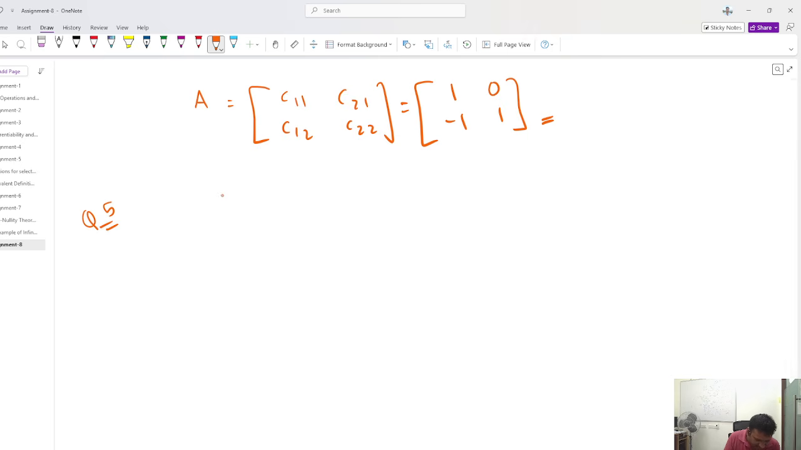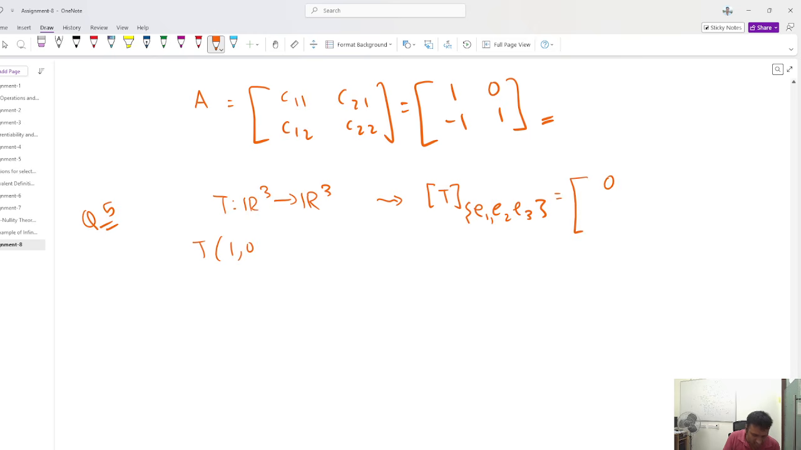I've given a linear transformation from R3 to R3, which is given by a matrix with respect to the standard basis E1, E2, E3. You will learn what it is if you haven't seen it till now in class. So this is 0, 1, 0; 1, 0, 0; 0, 0, 1. By the way, E1 is (1, 0, 0), E2 is (0, 1, 0), and E3 is (0, 0, 1).